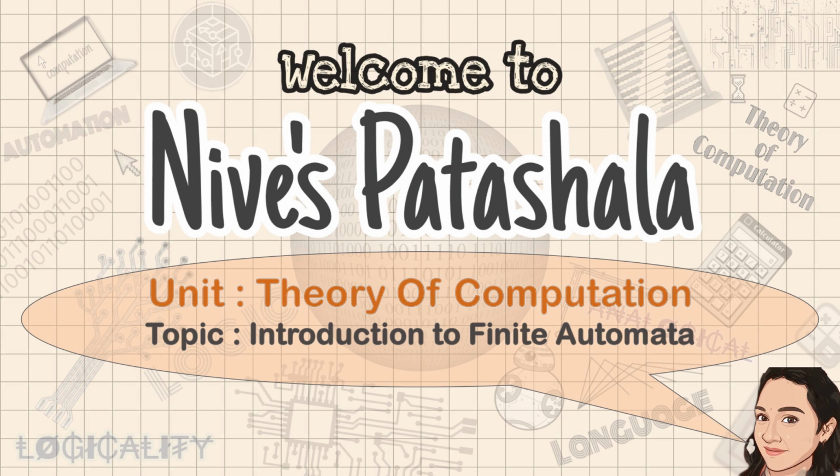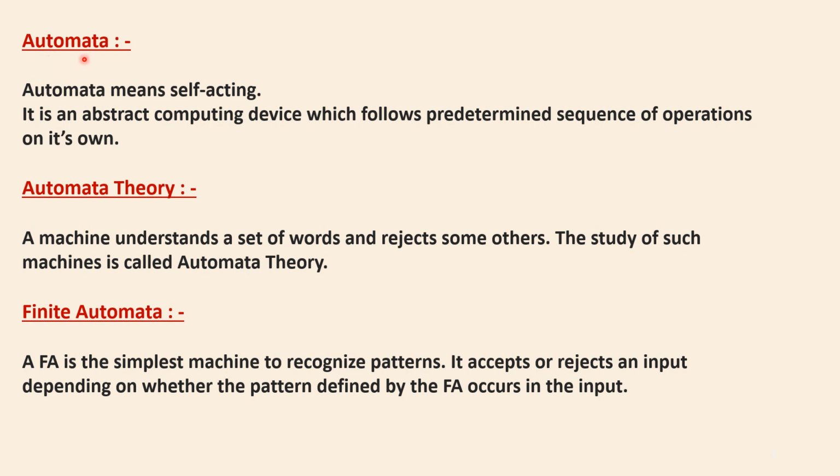In this video, we will be studying about finite automata. Automata means automatic, that is, a device or a machine that can perform some tasks on its own. The study of these kinds of machines and how they perform is automata theory. Finite automata is a device or a machine that performs a finite set of operations.